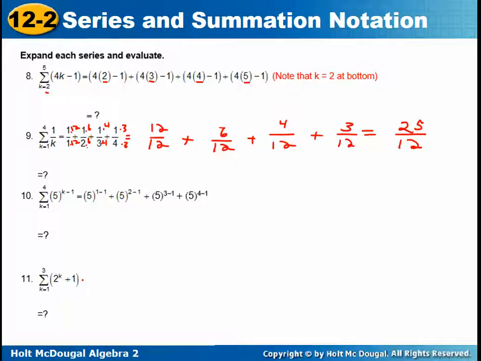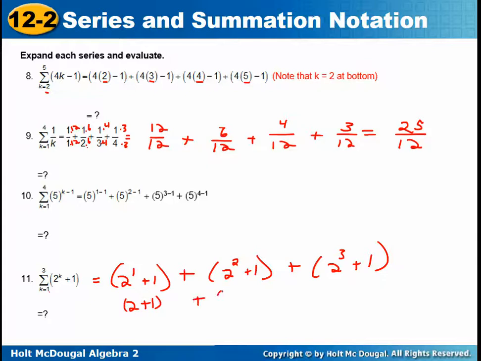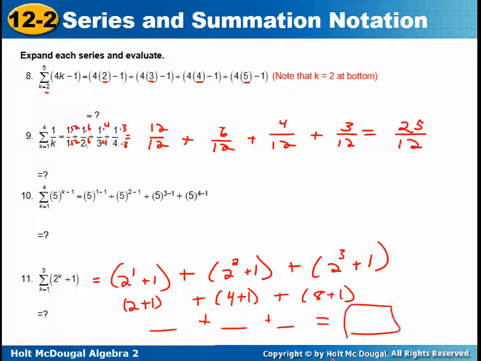All right, number 11, let's look at this one. So what we're going to do is plug in, starting with k equals 1 and going up to 3. So first we would go 2 times 1 plus 1. And then the next term we add is going to be 2 to the second power plus 1. And then finally we would have 2 to the third plus 1. And then you simplify each part. And you just continue simplifying until you have your sum. I won't finish it. You can finish it, and you'll get your answer right there.